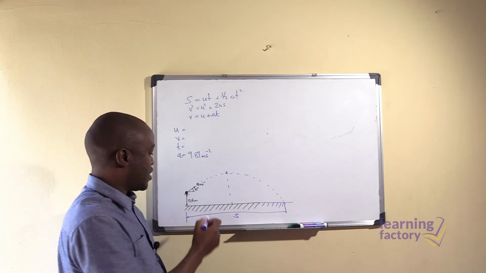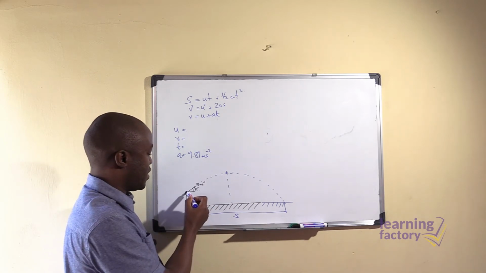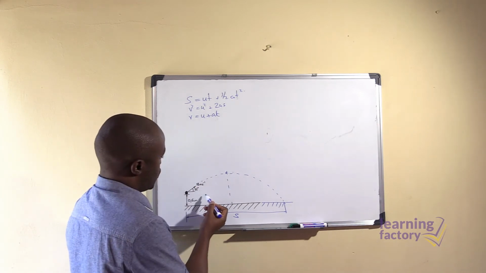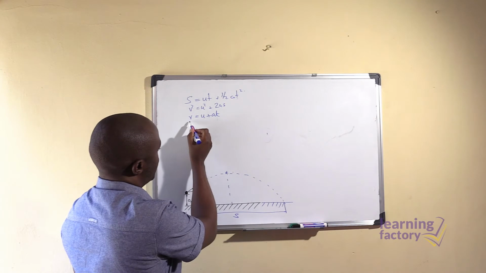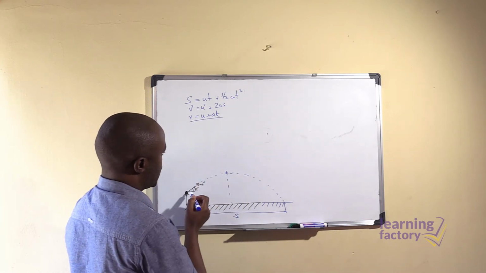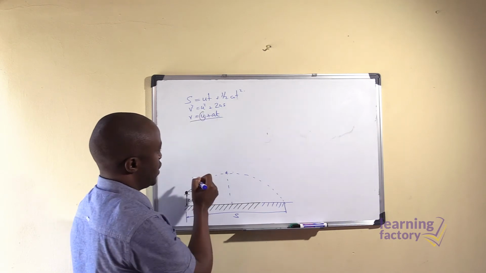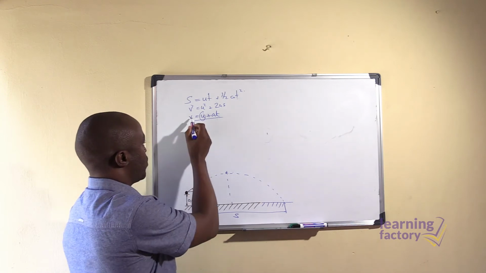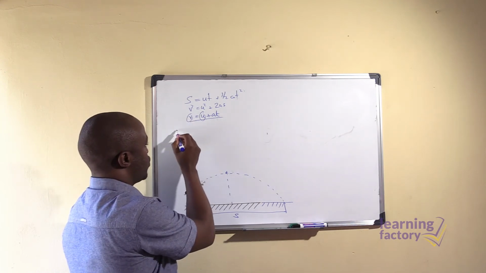So we're going to start by determining the amount of time it takes for the ball to reach its maximum height. We're going to use that equation there to determine that time, because we've got our initial velocity, and we know that at the maximum height, the velocity of the ball, v, is equal to 0.